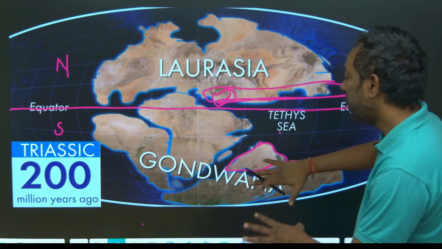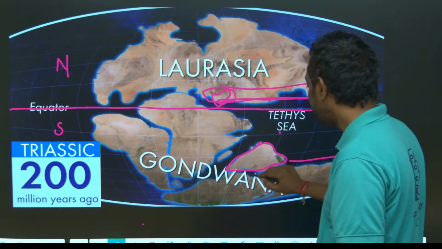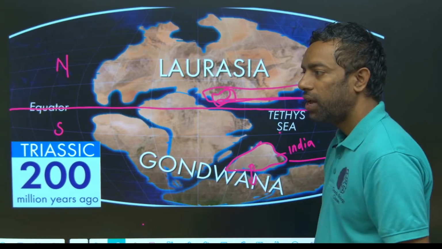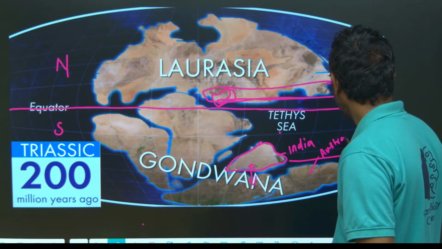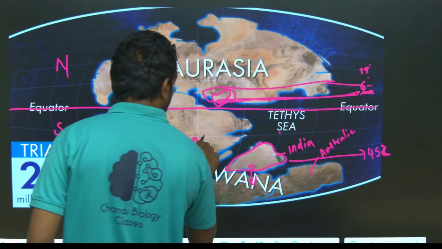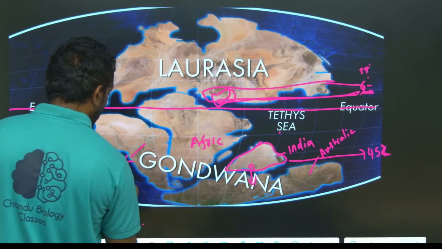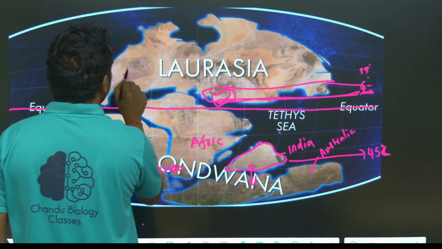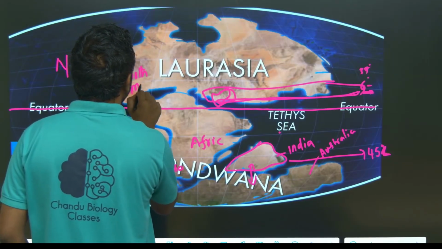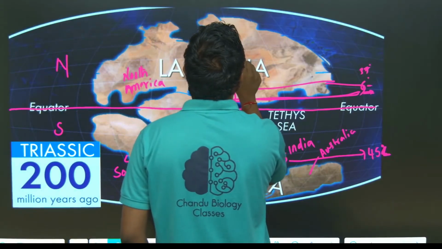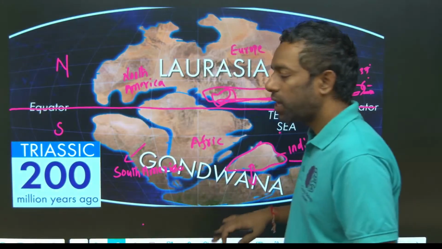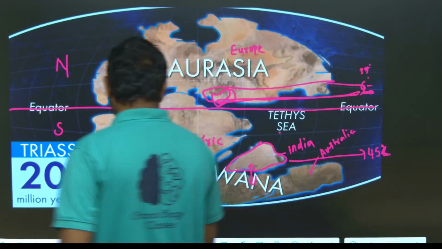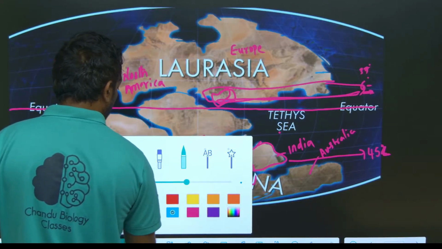So guys, previously India was in the far south with Australia. This is Australia, this is India, this is Africa, this is South America, this is North America, Canada, this is Europe. This is the south part, we can call it Gondwana land.